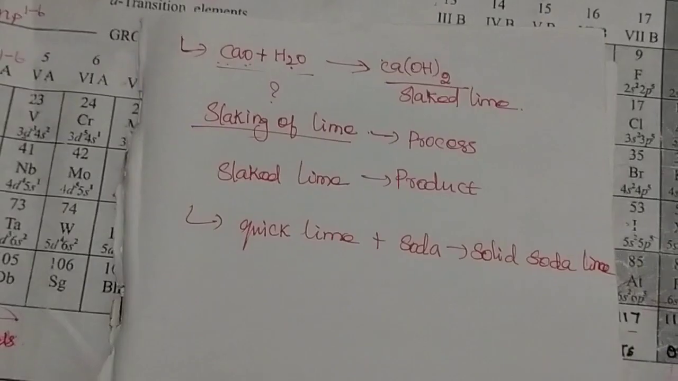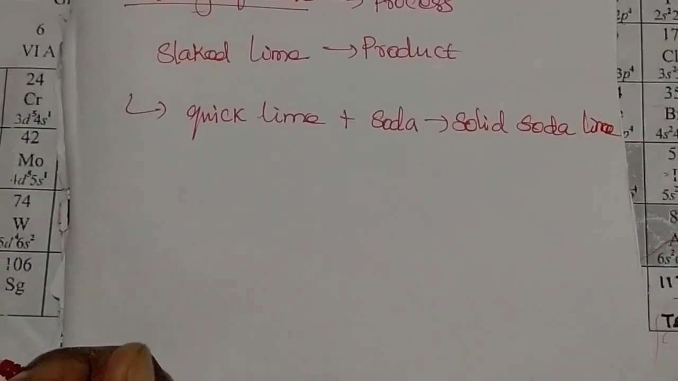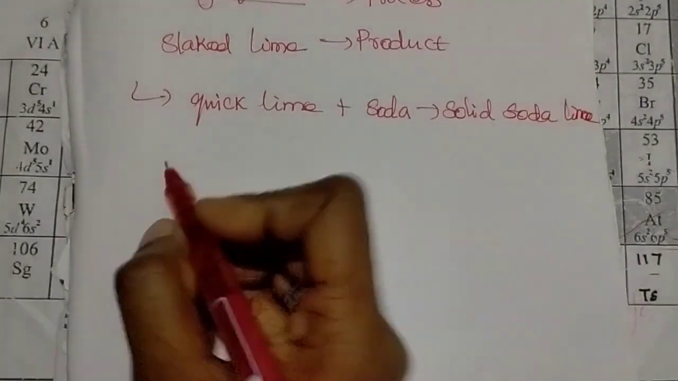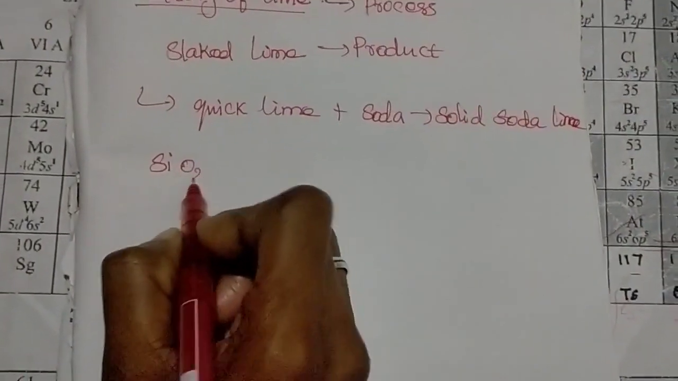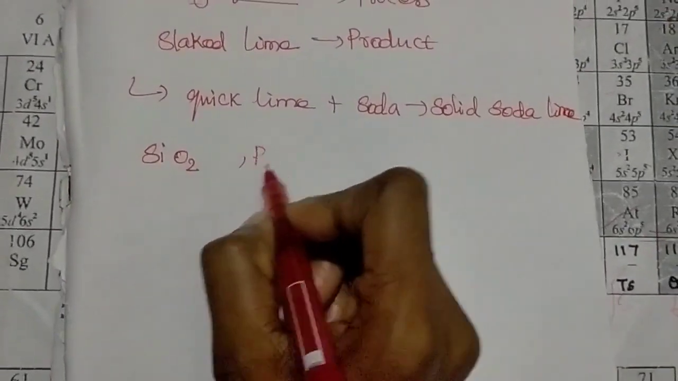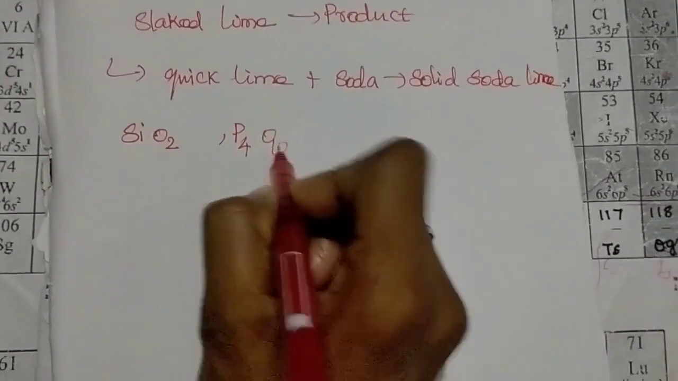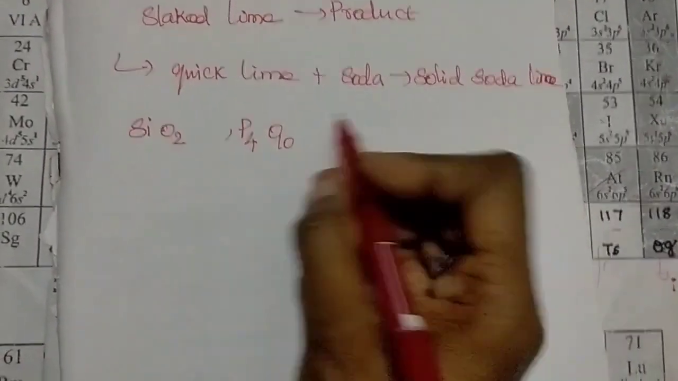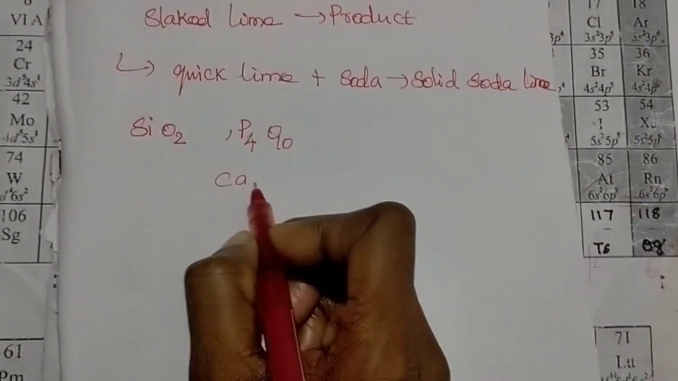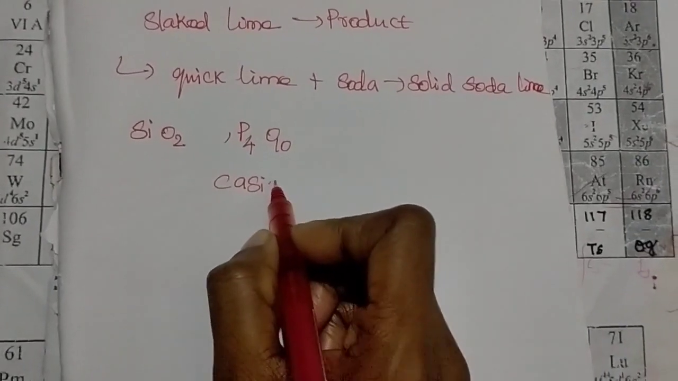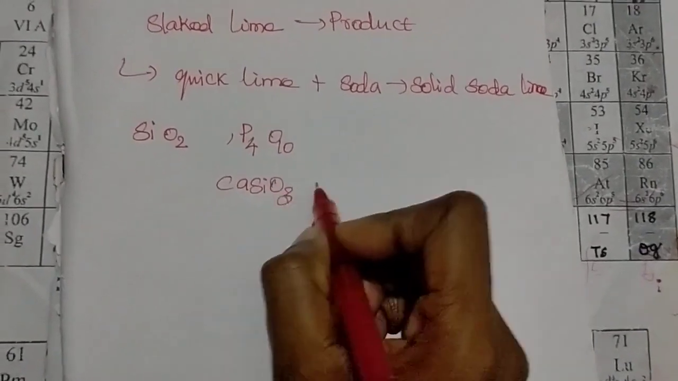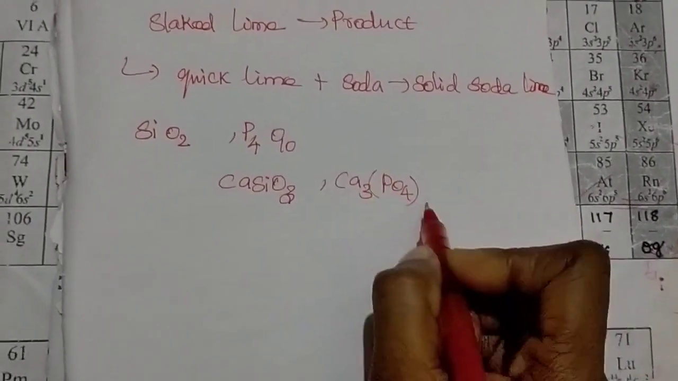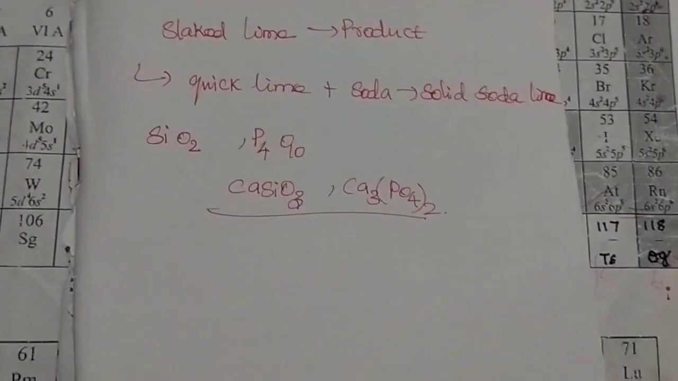Solid soda lime can combine with some oxides like SiO2 and P4O10, and they form calcium silicate, CaSiO3, and also Ca3(PO4)2. Okay, so these are the products.